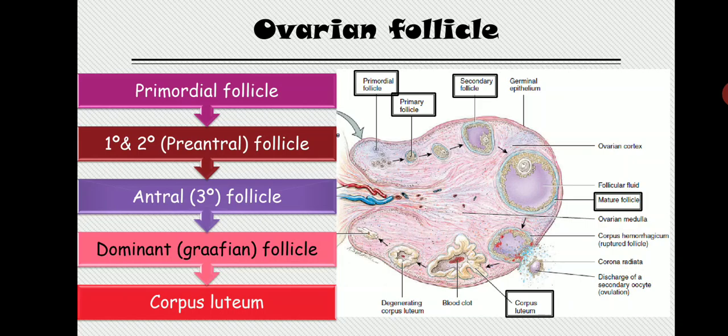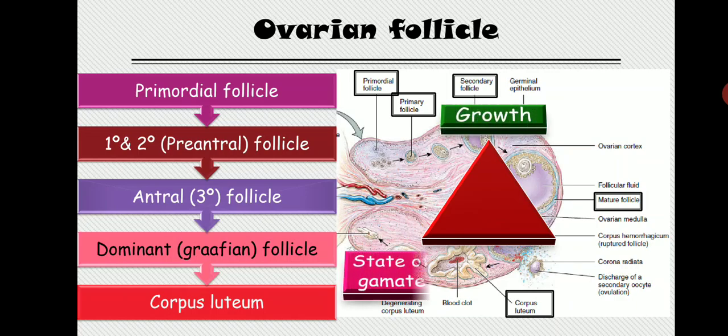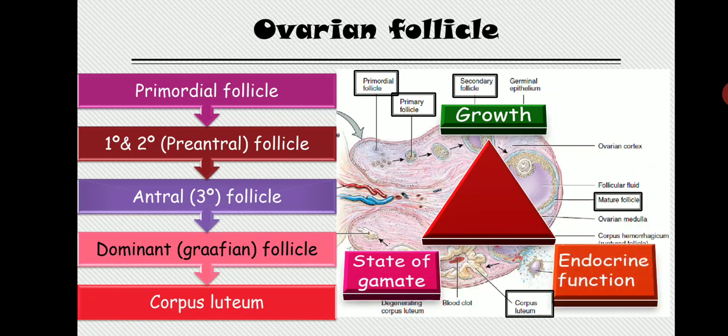Now whenever we start discussing the ovarian follicle, you have to understand three things about it. If you are going to mention the ovarian follicle in an exam, you have to mention three things for every stage of the ovarian follicle. First is the growth of the follicle. Second is the state of the gametes, the state of the germ cell. And the last is the endocrine function, which hormones are produced by each follicle, right? So we are going to understand all the follicles: primordial, pre-antral, antral, dominant and corpus luteum, discussing all three things simultaneously: growth of that particular follicle, state of the germ cell in it, and the endocrine function of that follicle. Again, this endocrine function is basically from the supporting cell, that is the follicular cell. Got it? So let's get started.